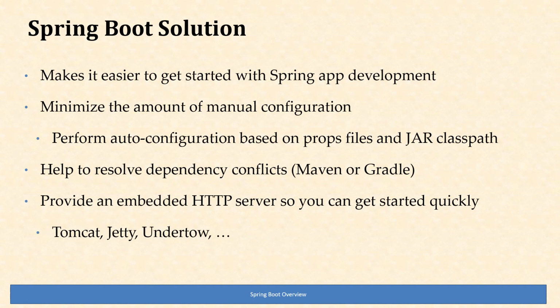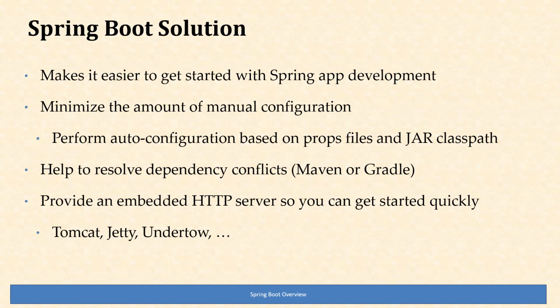Auto configurations will happen based on the properties files that you mention, and all jars will be made available to your class path. Spring Boot will take care. It helps to resolve so many dependency conflicts. It uses either Maven or Gradle, both of which are project management tools, the build tools. We are going ahead with Maven here, though you can do it with Gradle also. Spring Boot uses Maven to resolve dependency conflicts and to get all the dependencies mentioned as part of your project object file.